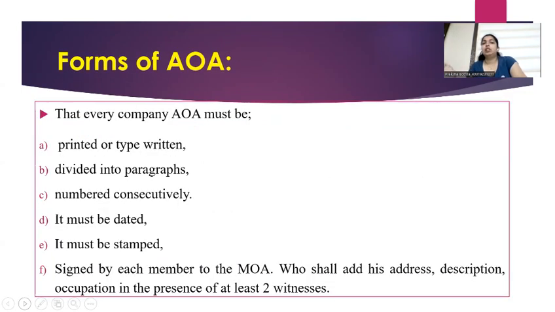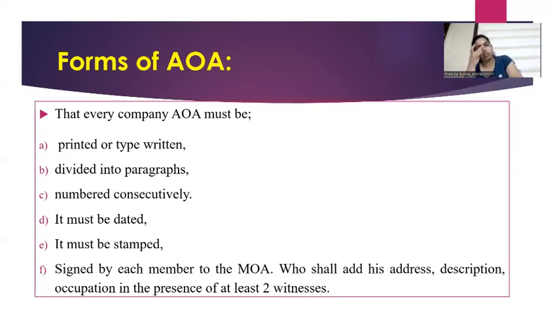Moving on, there are forms of AOA, or basically how an AOA needs to be submitted. Every company's Articles of Association must be, number one, printed or typewritten. Number two, it must be divided into paragraphs. It must be numbered consecutively. It must be dated. It must be stamped. And it must be signed by each member to the MOA, who shall add his address, description, and occupation in the presence of at least two witnesses. So this is something you need to keep in mind.